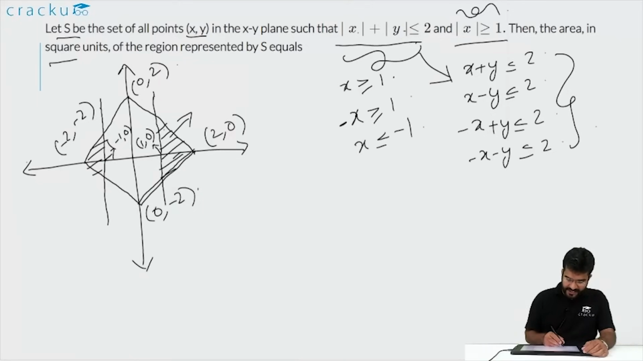As you can see, the total area is the area of these two triangles. This is one triangle and this is the second triangle.